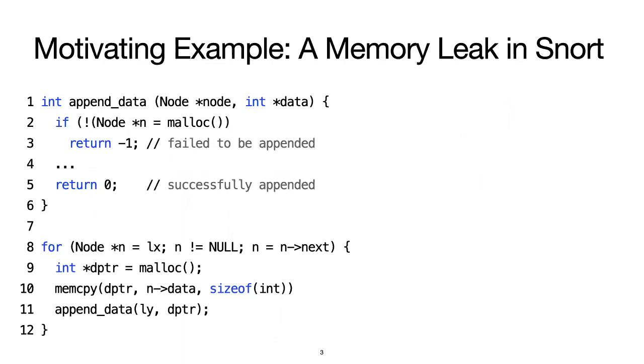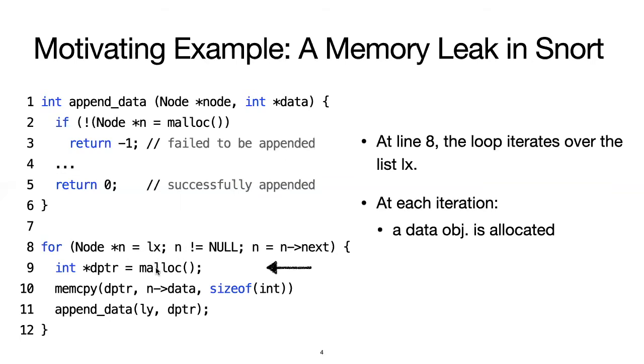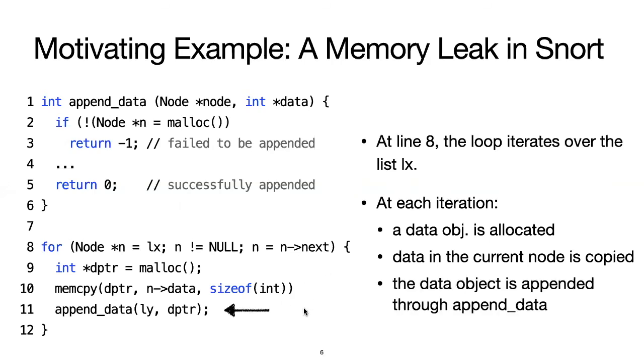This code snippet is from a program Snort, which is an open source network intrusion detection system written in C with about 300,000 lines of code. Let me first describe this program code. First, at line 8, the loop iterates over the list Lx. At each loop iteration, a data object is allocated at line 9. At line 10, the data stored in the current node is copied to the allocated data object. After copying the data, the object is appended to list Ly through a function append_data. The function returns 0 if the data is successfully stored to list Ly. Otherwise, it returns -1, indicating that it fails to store the data.